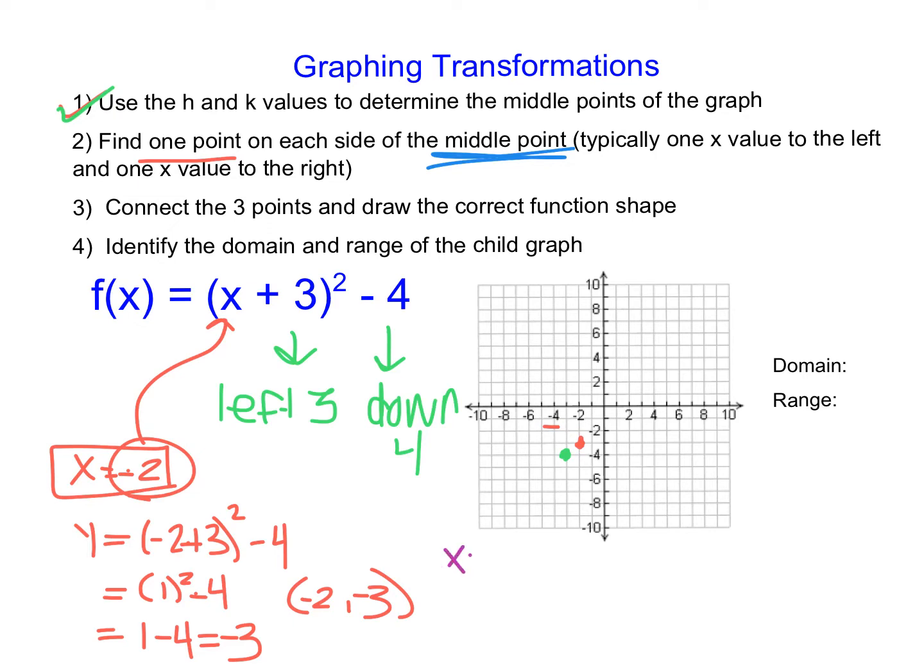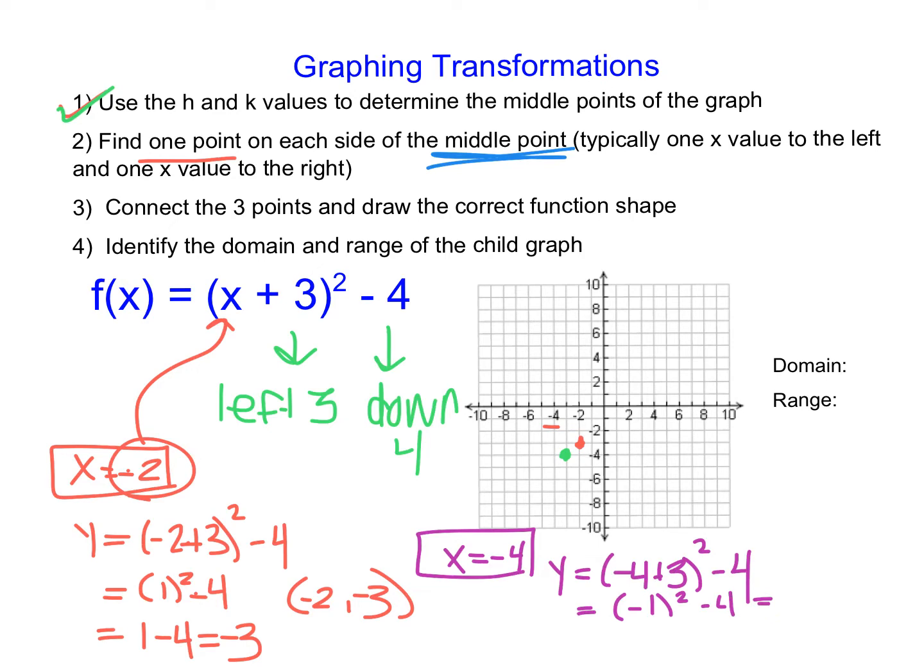So here, take x is equal to negative 4. So I have y equals, in parentheses, negative 4 plus 3 quantity squared minus 4. I then know I do parentheses first, so here I have negative 1 squared minus 4. Negative 1 squared is 1, so that's 1 minus 4, which is negative 3.